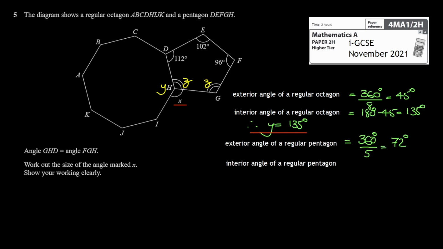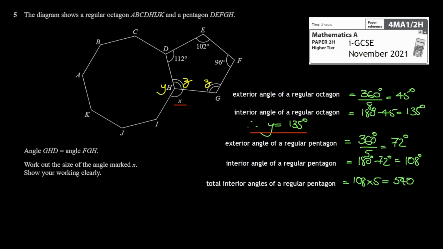And in exactly the same way, the interior angles of a regular pentagon are equal to 180 degrees minus 72, which is equal to 108 degrees. So the total interior angles of a regular pentagon must be equal to 108 multiplied by 5, which is equal to 540 degrees. So therefore I can say that 112 plus 102 plus 96 plus 2z is equal to 540 degrees.